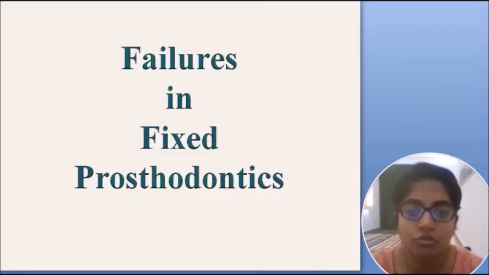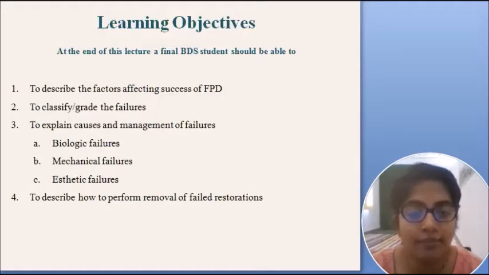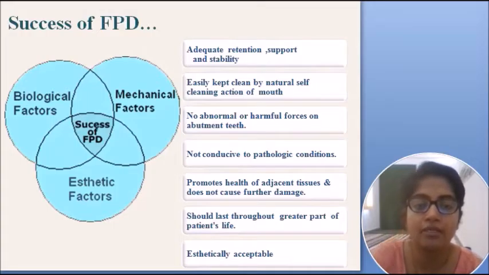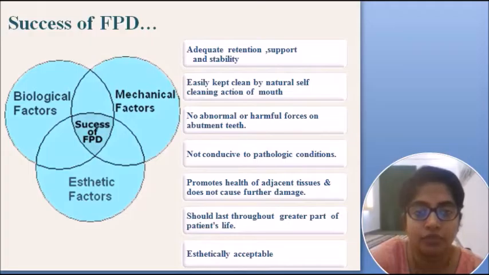So the learning objectives in this session are to describe the factors affecting the success of FPD, to classify and grade the failures, to explain the causes and management of failure, various failures such as biological, mechanical and aesthetics, and to describe how to perform removal of the failed restorations. The success of fixed partial denture depends upon three factors: biological, mechanical and aesthetics.